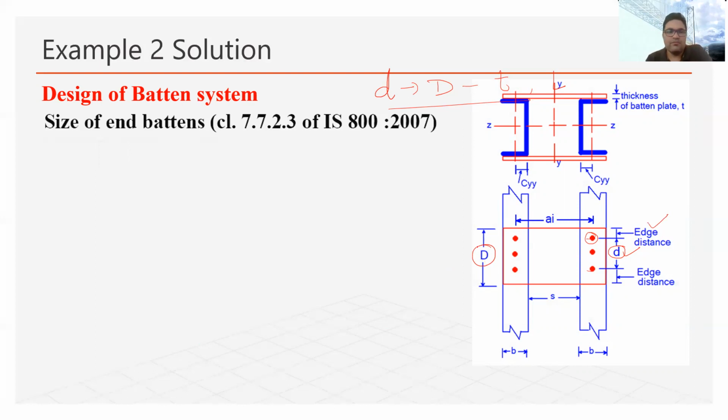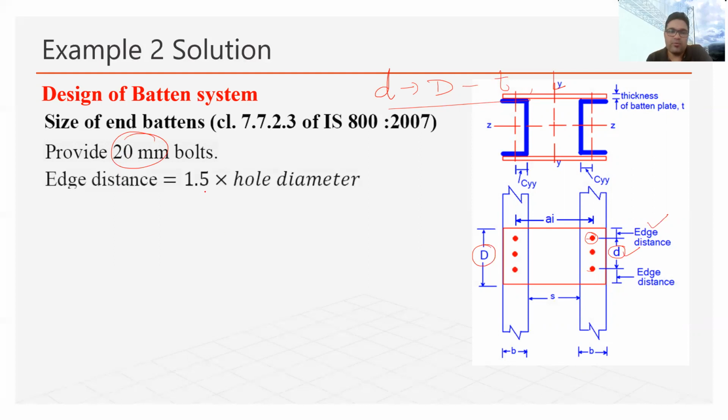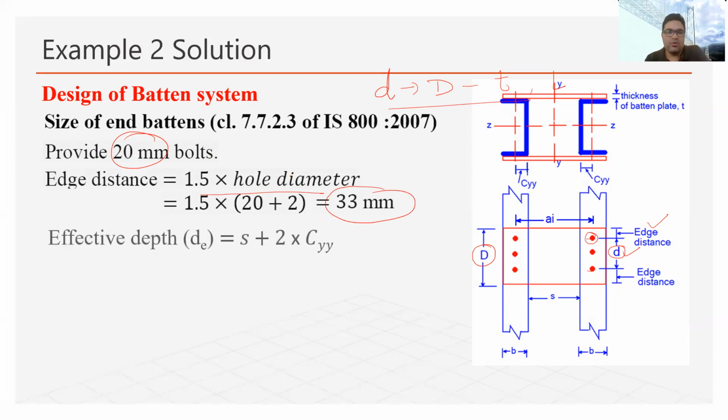We are assuming the diameter of the bolt as 20 mm. Once we have the diameter of the bolt, we can find out the edge distance, which is 1.5 times the hole diameter. For the hole diameter, we add 2 mm to the 20 mm. That is the edge distance in the baton. Now, the effective depth, which I have discussed earlier also, will be S plus 2 CYY. This S is the small s, the spacing which we have calculated earlier.